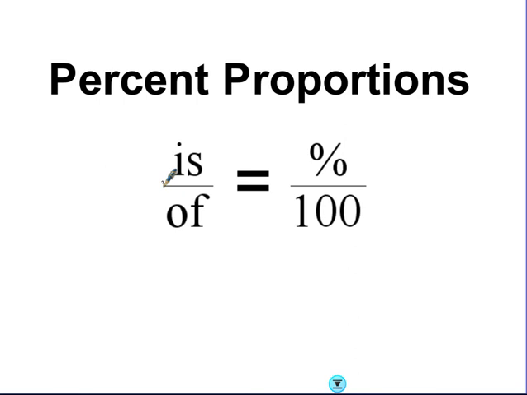So let's get into percent proportions. If you recall, percent proportions are essentially the idea that anytime you're dealing with a percentage, if you use the formula is over of equals percent over 100, you can figure out whatever they're asking you to do. The reason is that the "is" usually represents a portion of the "of," which is the original amount or the whole amount. There's a comparison between the is and the of that will always exist when you're dealing with percentages.